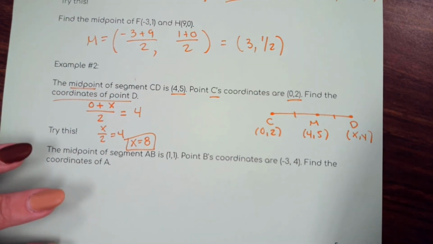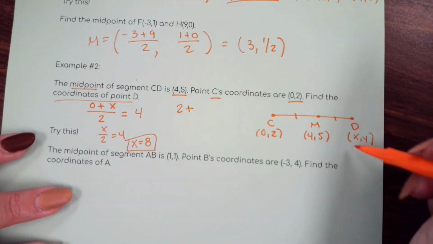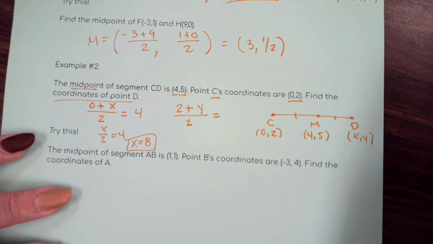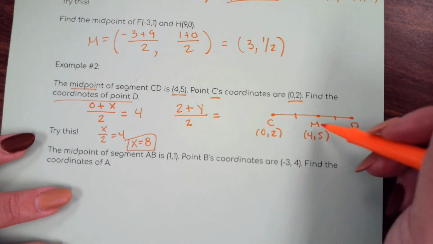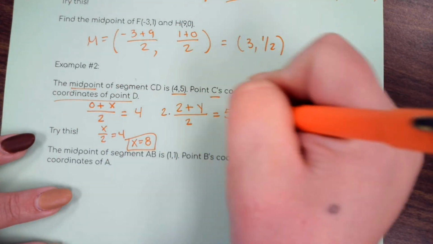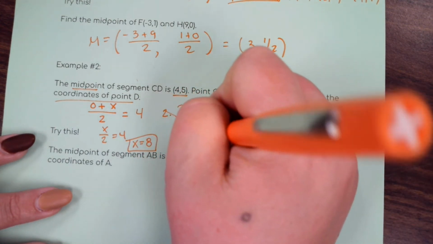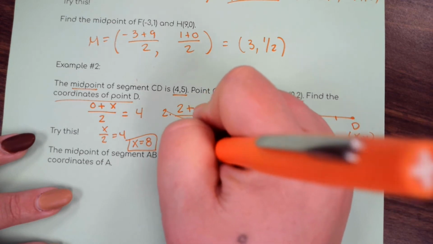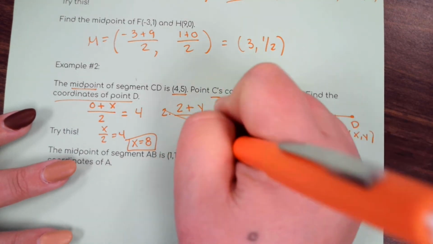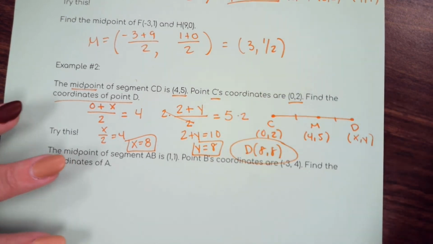And then we're going to do the same thing for the y's. So what's my y value of C? That's 2 plus my y value of D. We don't know what it is, so we're just going to call that y, divided by 2 equals the y value of my midpoint. Well, we know it. It's 5. Solve for y, so we're going to multiply both sides by 2. Those cancel, we get 2 plus y equals 10. Subtract both sides by 2, and you get y equals 8. So the coordinates of D are (8, 8).